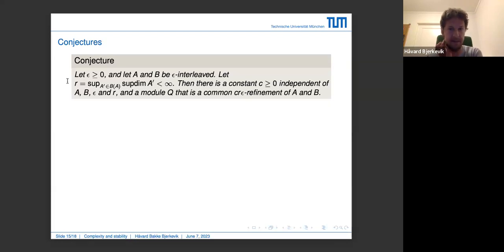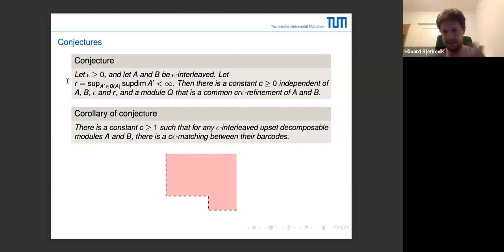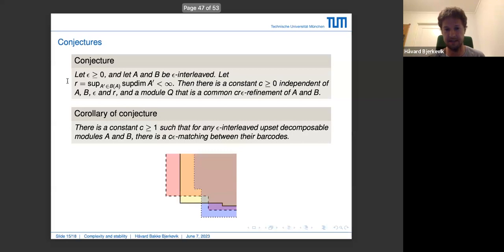And there's another reason why I'm interested in this conjecture, which is that you have a corollary for a set of so-called upset decomposable modules. So an upset module looks like this. You can imagine in the two-parameter setting that you have this curve, and then the module is supported on everything above the curve. And in that region, it's just one-dimensional with the identity morphisms, very simple. And then an upset decomposable module is simply a direct sum of such upset modules. And if this conjecture is true, then for such modules, you have a very strong stability result, namely that if two modules are epsilon-interleaved, then you have a C epsilon matching between their barcodes. So you don't have to talk about refinements or anything. You have a C epsilon matching on the nose.